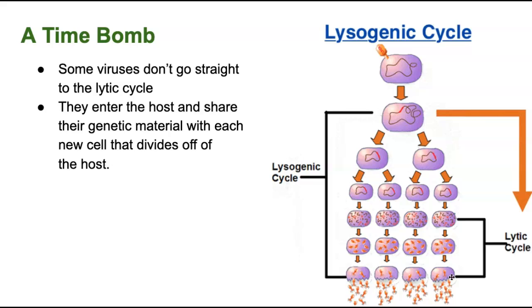So the lytic cycle is when the virus has taken over, making more of itself and killing the cells. The lysogenic cycle is when the virus is sort of putting itself into the cell and biding its time as that cell begins to duplicate and reproduce on its own.